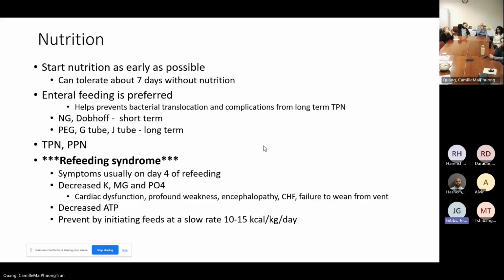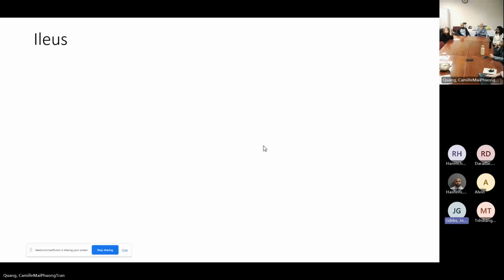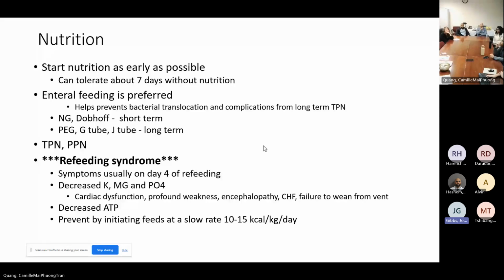It causes a decrease in ATP, and you prevent it by starting slowly, with 10 to 15 kilocalories per kilogram per day. You go slowly. There are calculators you can use that tell you how fast to ramp up the tube feeds, and also your friendly dietitian. This is a question they like to ask from time to time. It's a very random thing that I don't think I've ever seen, but now that you've seen it, you know it, and it'll click.